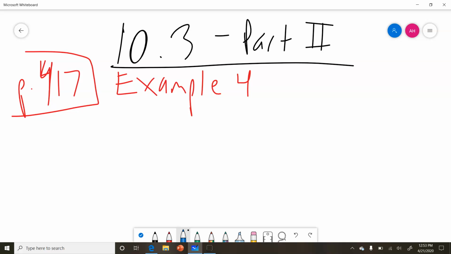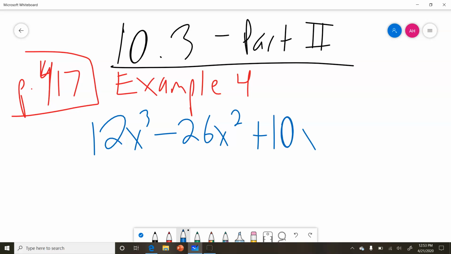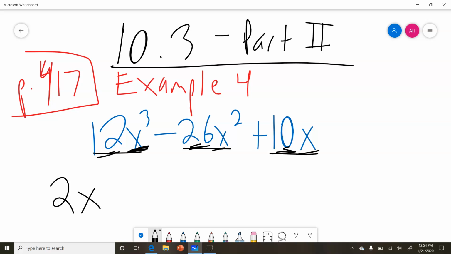The way example 4 looks is they have 12x cubed minus 26x squared plus 10x. Now this is where we use what we learned in our first lesson and then use what we learned in this lesson to split it in half. So the first thing I need to do is say, what do they all have in common that I can take out? Well, they're all even numbers, 10, 26, and 12. So I know I can take a 2 out. Then they all have an x, at least 1, so I can take 1x out.